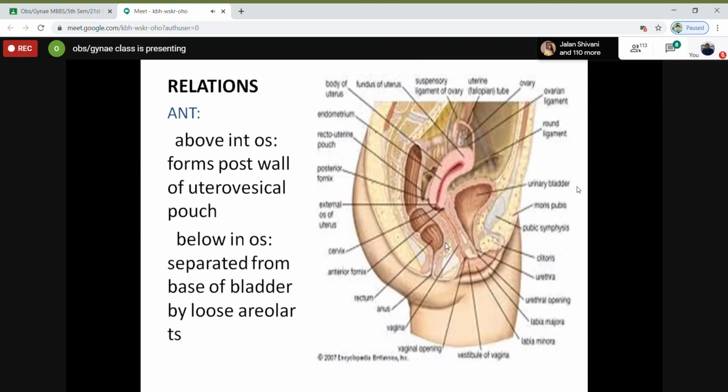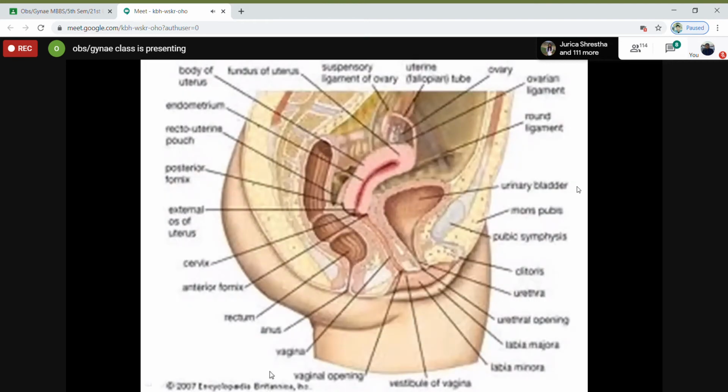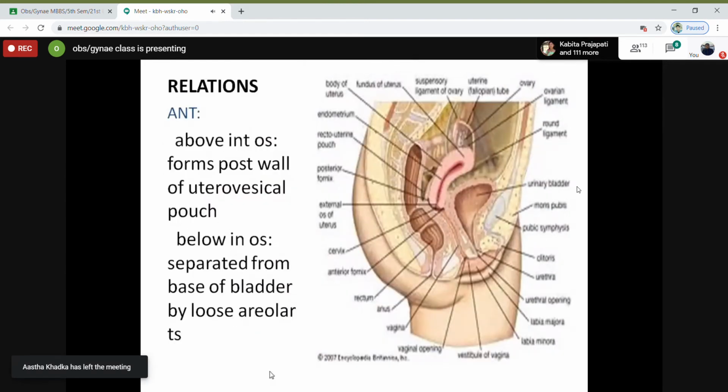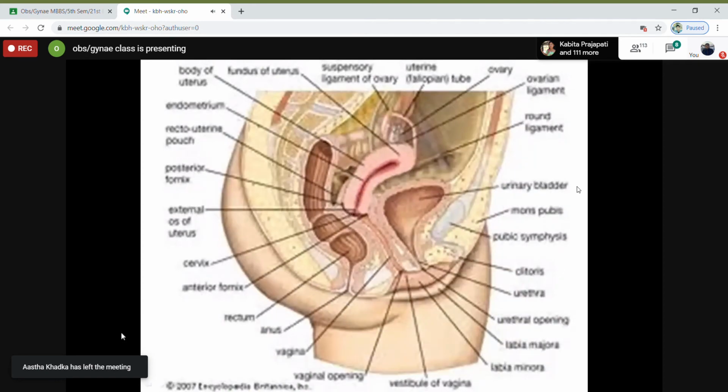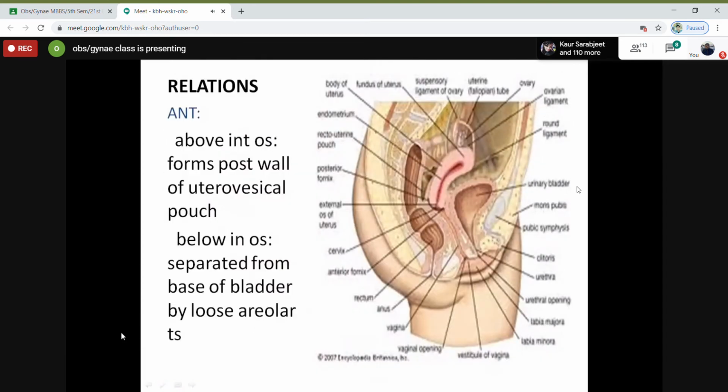Now what are the relations of the uterus? Can you appreciate the picture, all of you? So anteriorly you have, this is the uterus. Here you can see, what is this? This is the bladder. So anteriorly you have the bladder. Posteriorly you have the rectum.